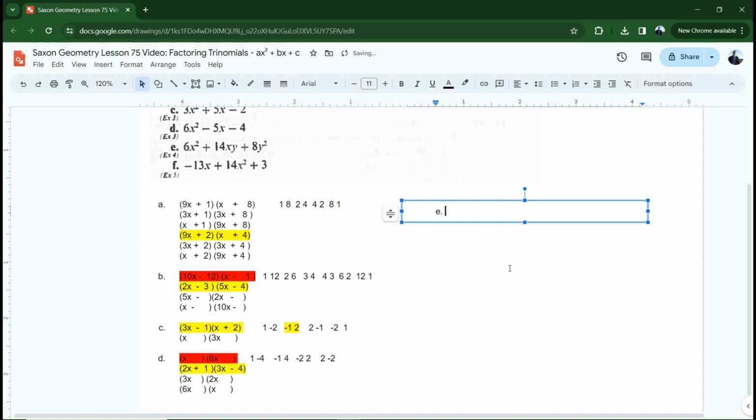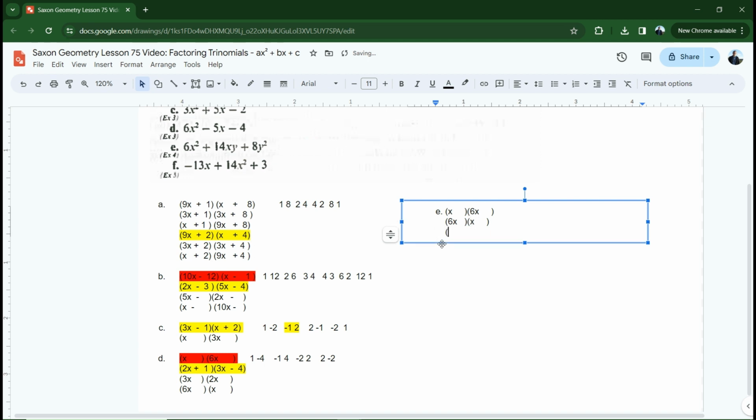So for letter E, we have 6x squared. Well, my starting is going to be the same as the other one, which started with 6x squared. So it's going to be x, and then 6x will multiply to 6x squared. I could do 6x and x, which will multiply to 6x squared.